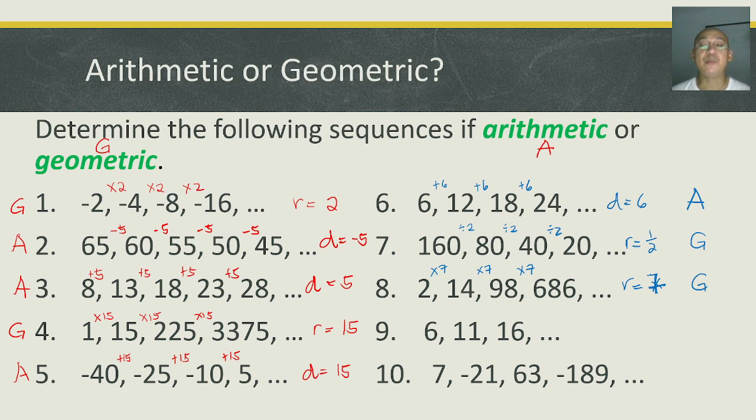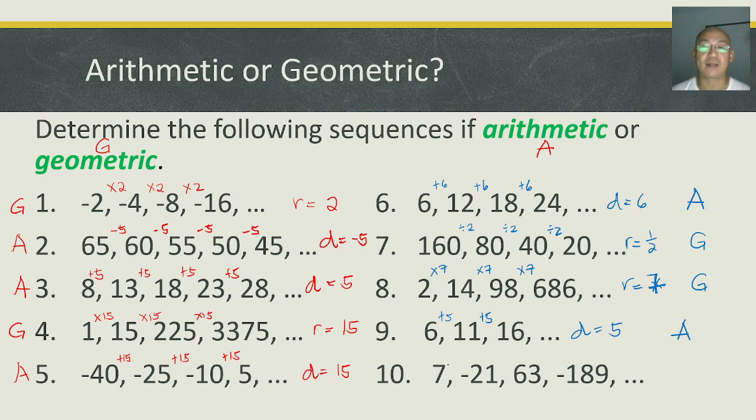Number 9: 6, 11, 16, and so on. We are adding 5. Then we have the common difference of 5. As we are adding, it is an arithmetic sequence.